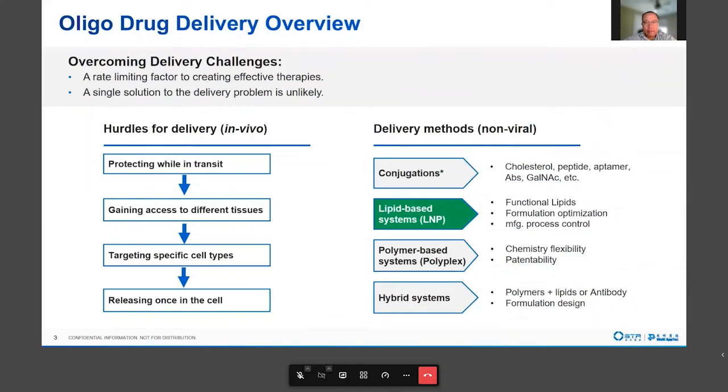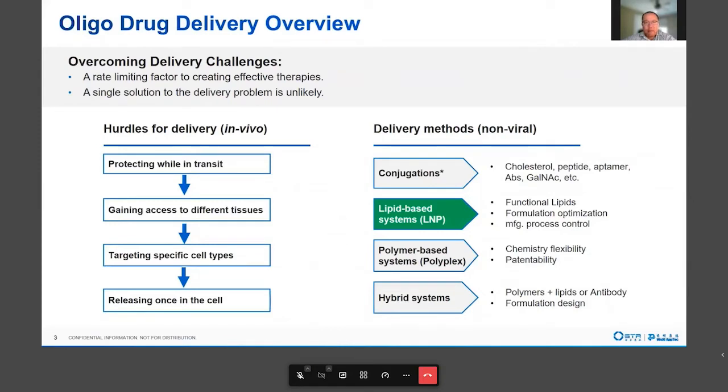Over the decades, people have been developing all types of delivery systems to overcome the challenge. Non-viral delivery systems can be categorized into these four types. First, conjugation, to conjugate oligo with targeting or other functional molecules, such as cholesterol, peptide, or sugar molecules such as GalNAc. Second, lipid-based systems, such as the lipid nanoparticle, LNP.